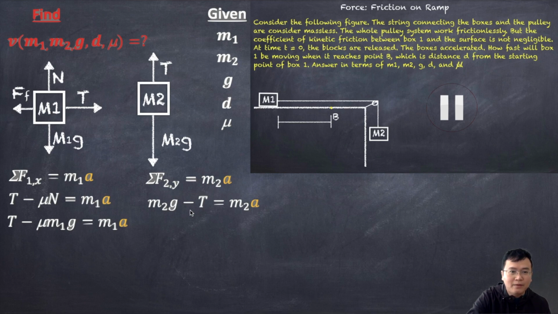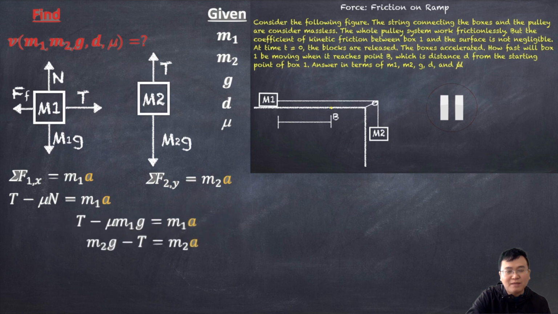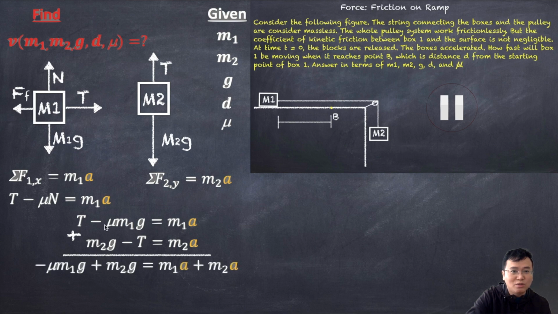Let's see what's next. Here's just a mathematical trick. I take the equation from mass 1 and add it to the equation of mass 2. The reason I'm doing that is that if you add them together, the tension will go away. The only thing I need to worry about is figuring out the acceleration. So let's add that together. You have T plus minus T, that's equal to 0. Minus mu m1g plus 0 is equal to itself, and m2g plus 0 is equal to itself. Over on the right side, we have m1a and m2a. When you add them together, it's equal to that.